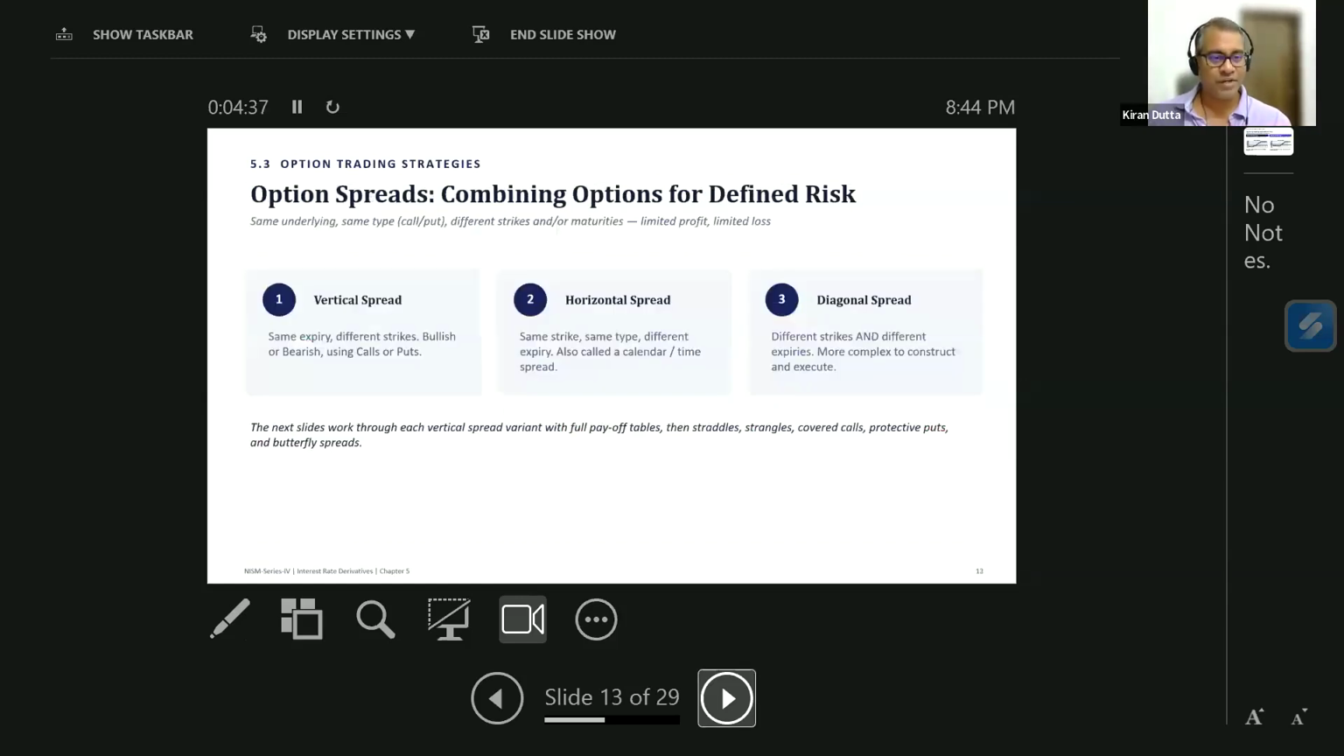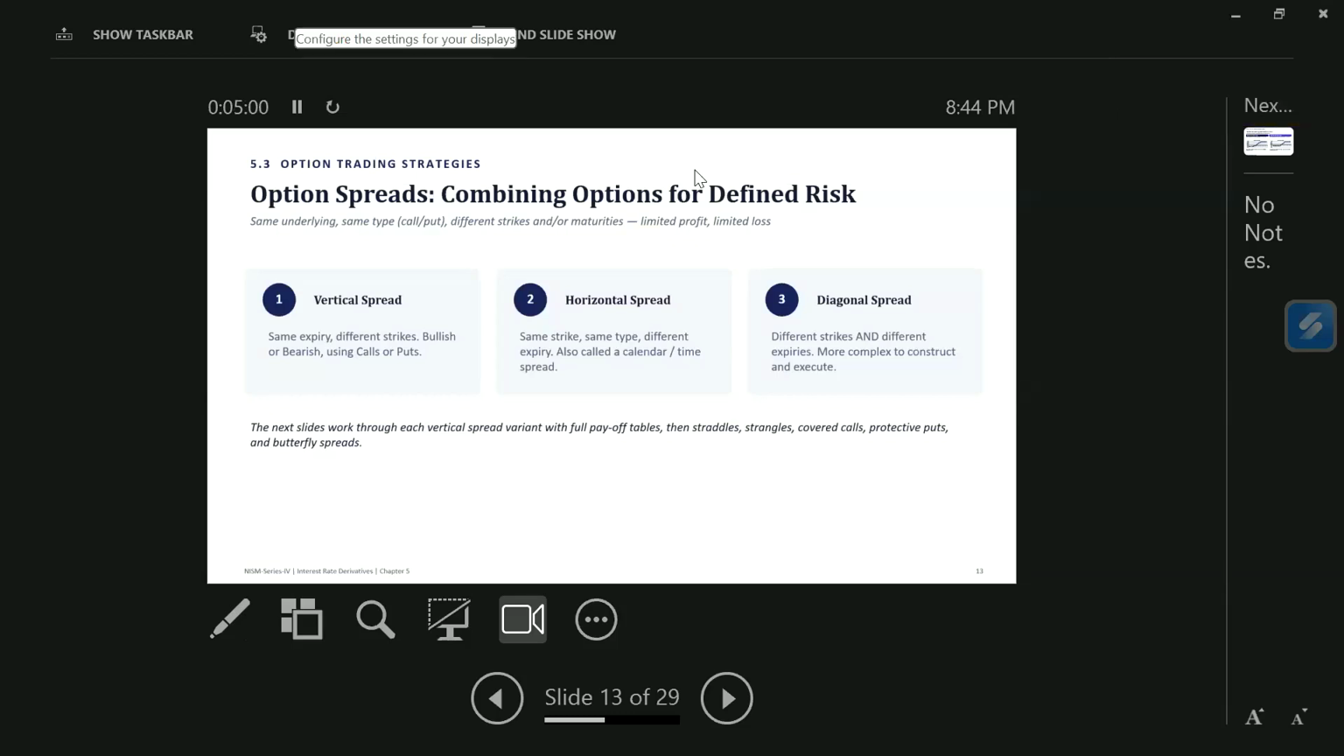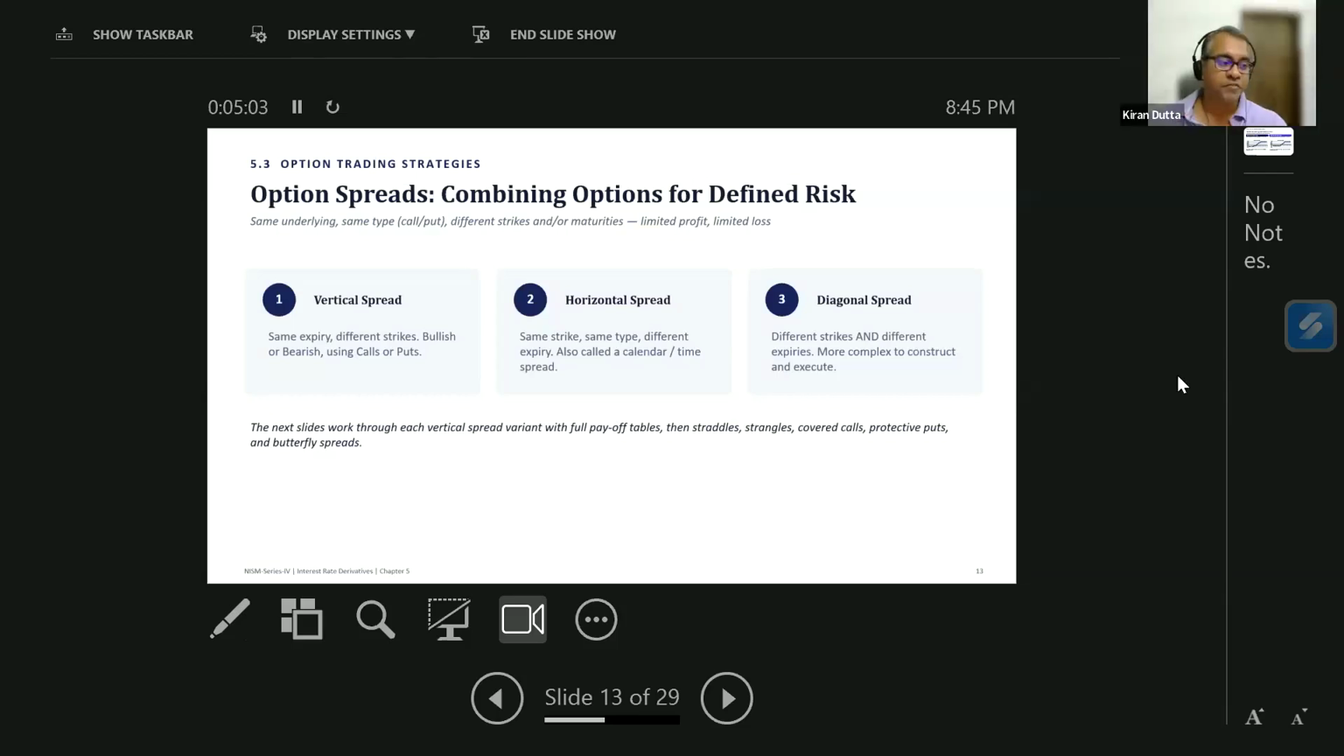Option spreads, we discussed vertical, horizontal, diagonal, right? Horizontal spread is also called calendar spread. What is the main difference in the calendar spread, guys? It's the current and the next month transactions, or what did we say? Primarily, we take a different expiry. Okay, we'll take a different expiry.